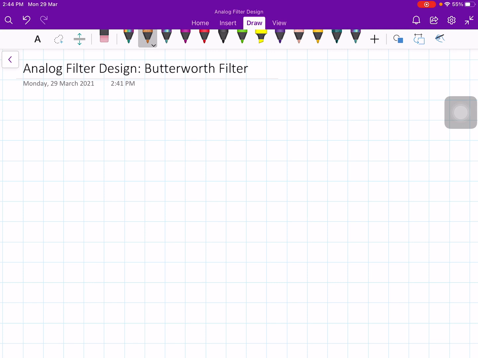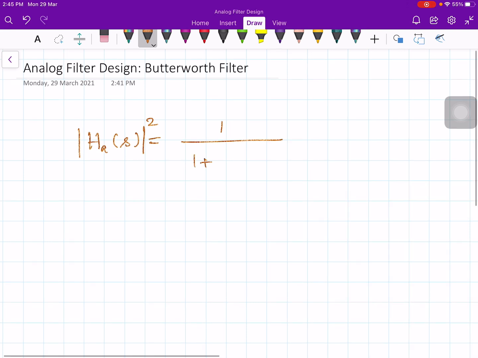Now, the Butterworth filter simply takes magnitude of HA of S squared equal to 1 by 1 plus capital omega divided by omega c to the power 2n. So the nth order Butterworth filter has a magnitude squared function equal to 1 by 1 plus omega by omega c to the power 2n, and this is the magnitude squared function of nth order Butterworth filter.